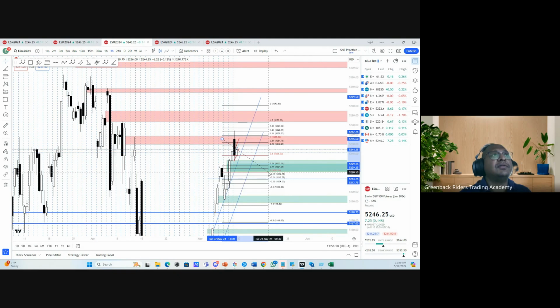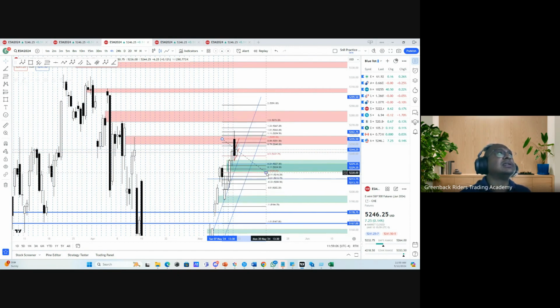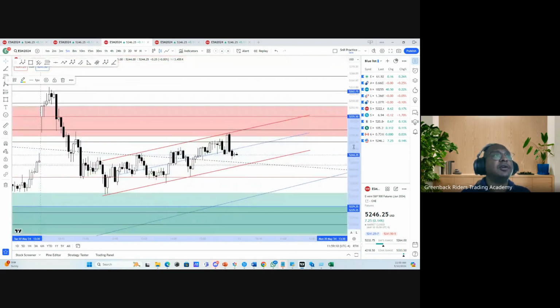This will be my conservative target if the bears want to come down, 5220. If the bears are aggressive, they will give me another 10 points and come to 5210. Right, so that is how I do the measuring and stuff on this.